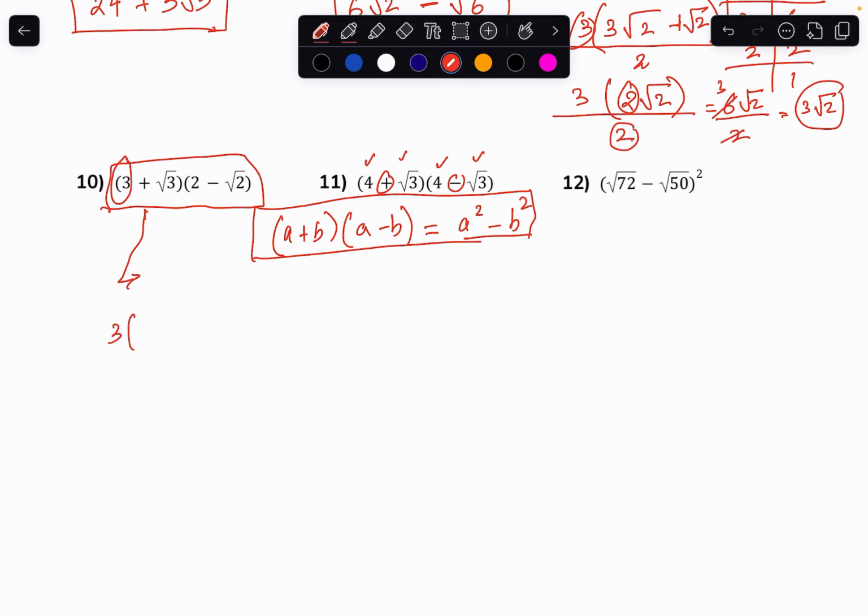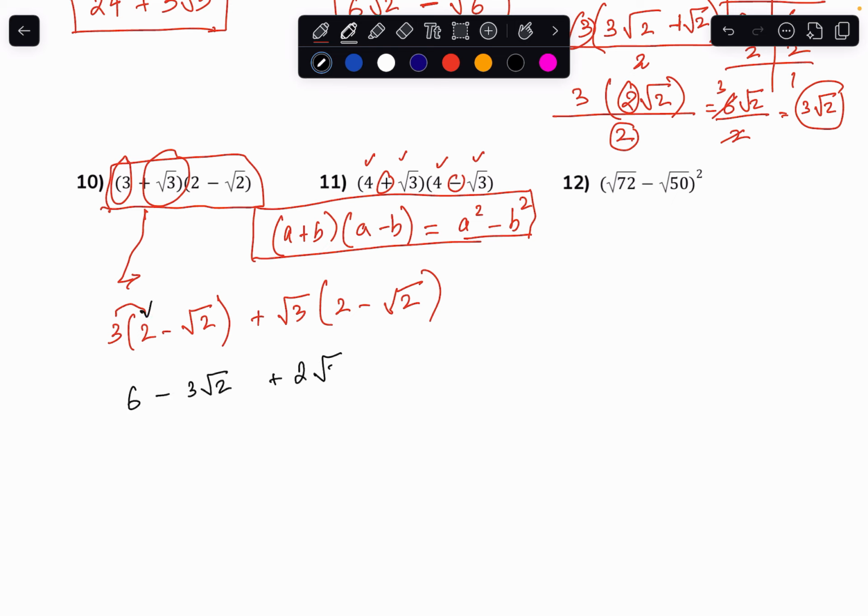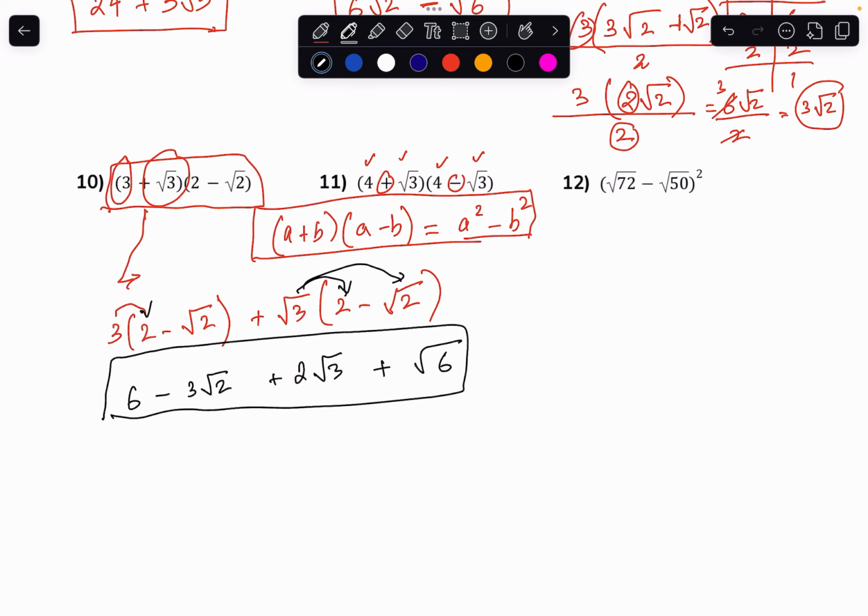We multiply this with this bracket, we multiply the second with the second bracket, right? 3 times 2 is 6, minus 3 root 2, plus 2 root 3, minus root 6. Okay, root 3 times root 2 is root 6, and that's what your answer is. Okay, next question.